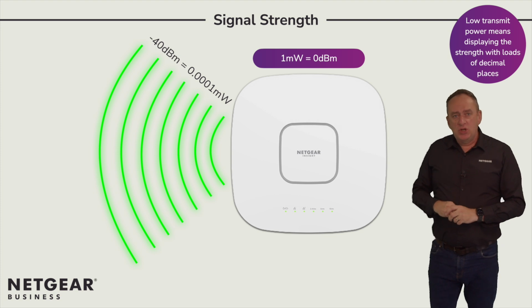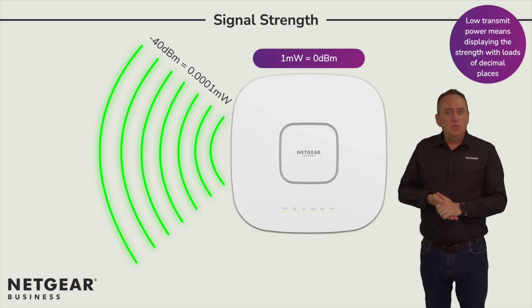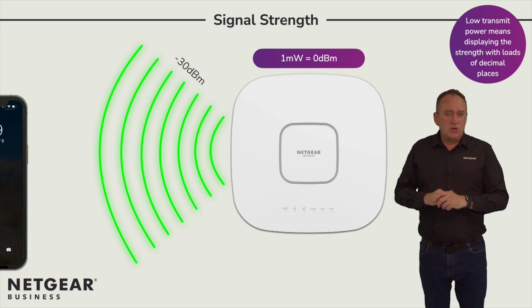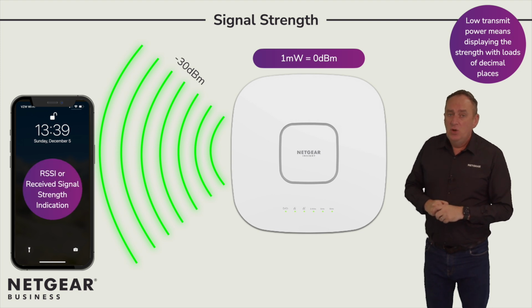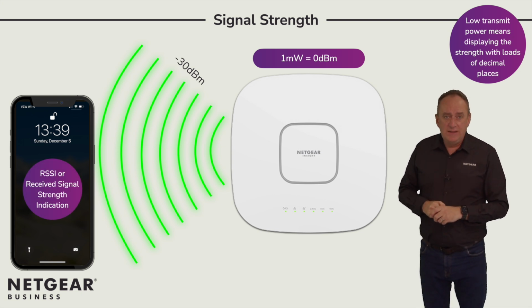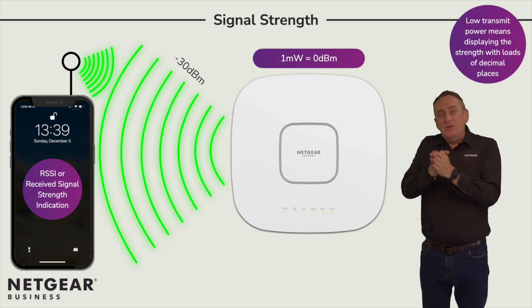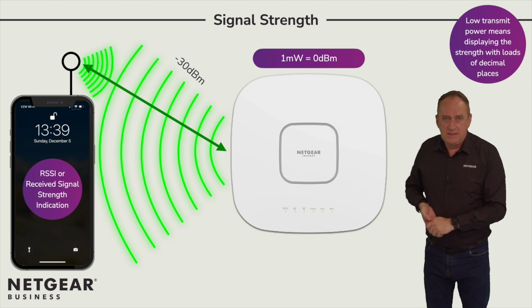Under normal circumstances, signal strength close to a wireless access point would be around minus 30 dBm. However, we also sometimes measure the signal strength by RSSI, or Received Signal Strength Indication, which refers to the signal strength being received by the antenna of a wireless device.